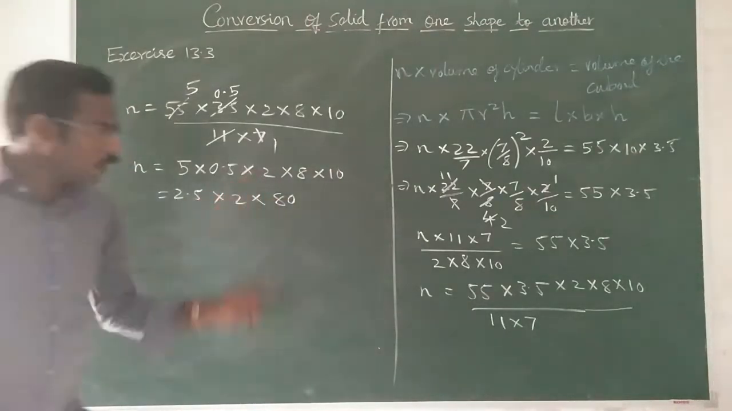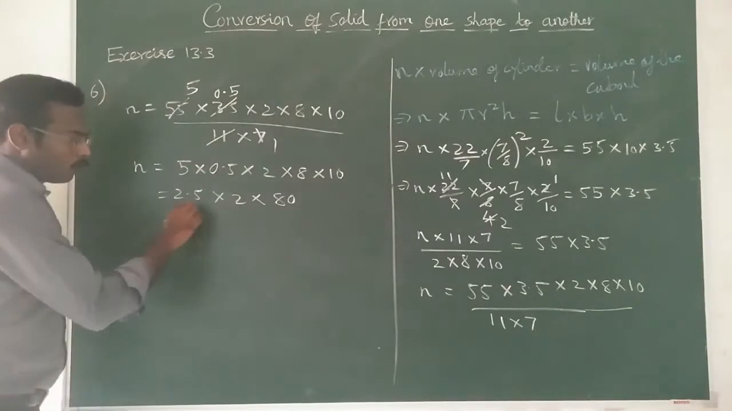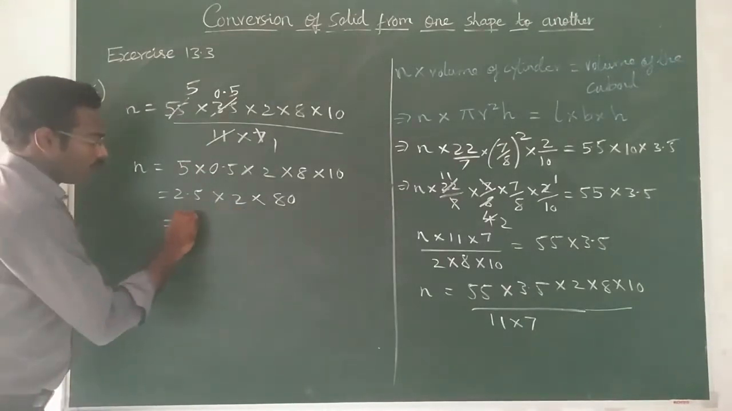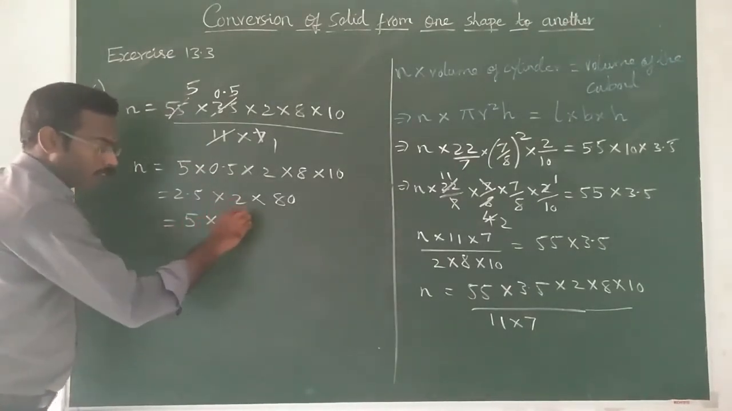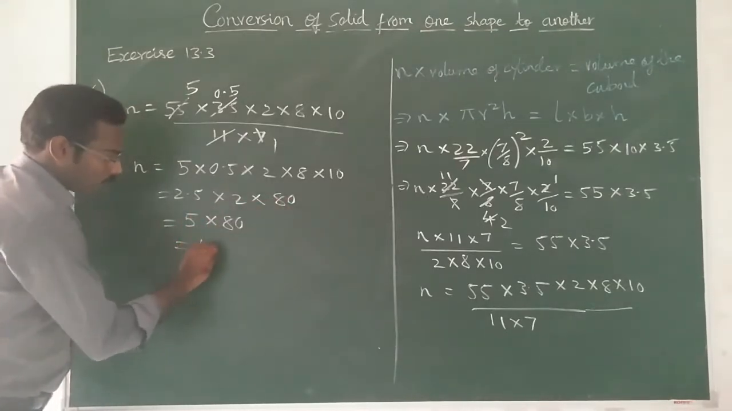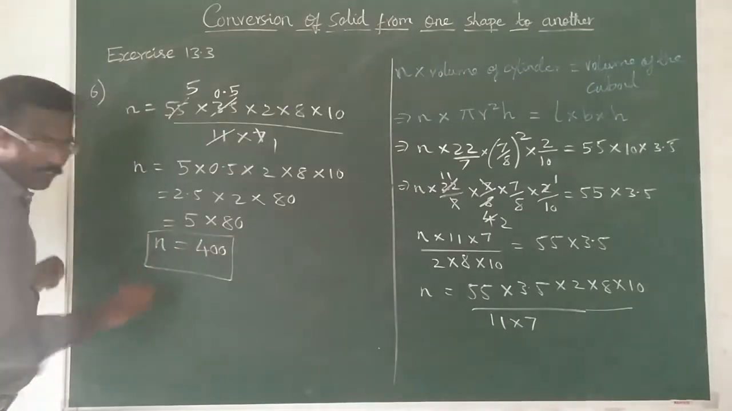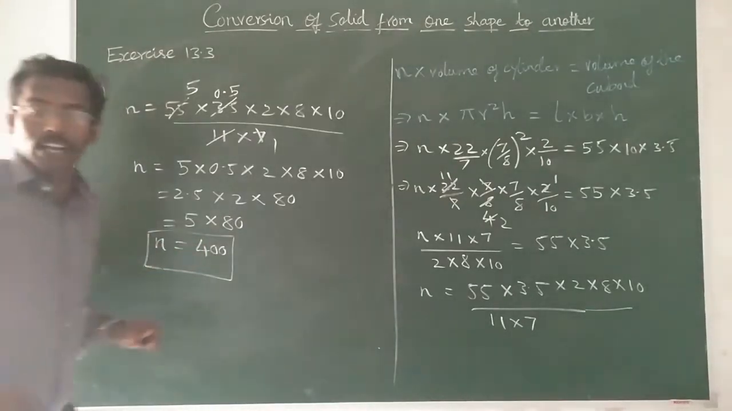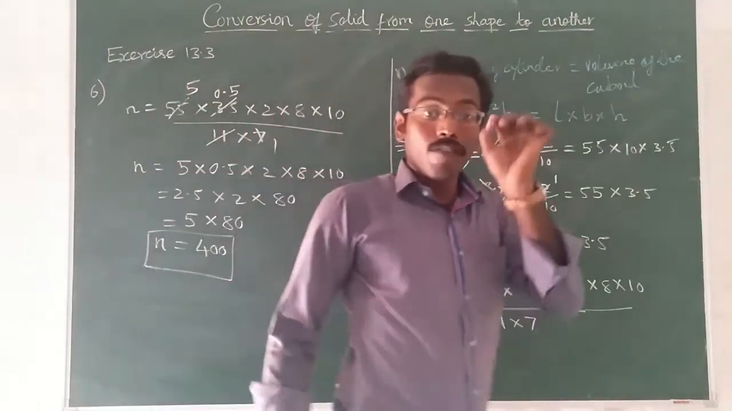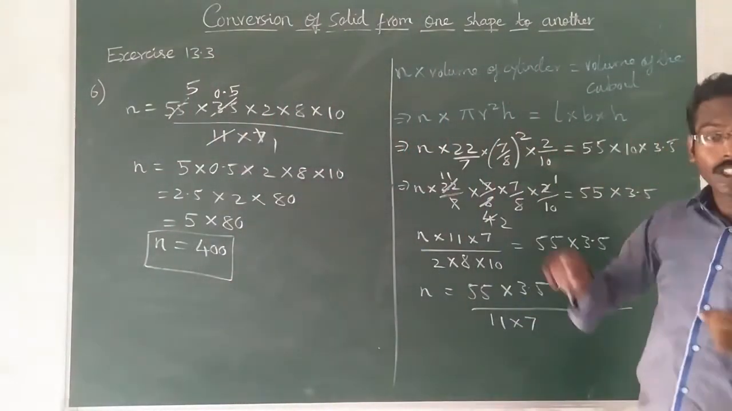Understood? Are you all following? Okay. So what's the answer? 2.5 into 2 is 5. 5 into 80. 5 into 80 is equal to 400. So this is number, so no unit. Okay. So n is equal to 400, which means there are totally 400 silver coins melted to form this cuboid.